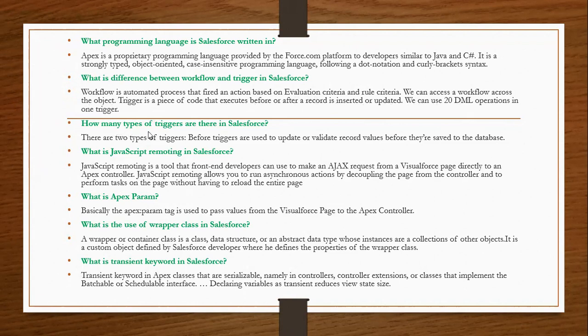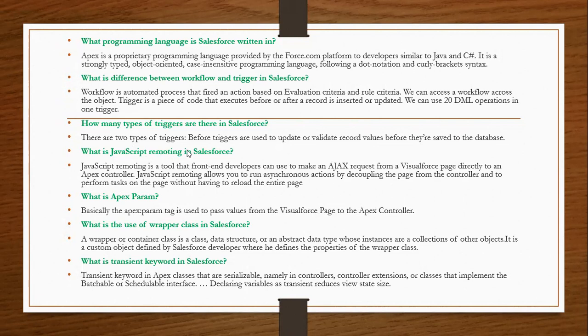Next question: how many types of triggers are there in Salesforce? There are two types of triggers. Before triggers are used to update or validate record values before they are saved to the database.